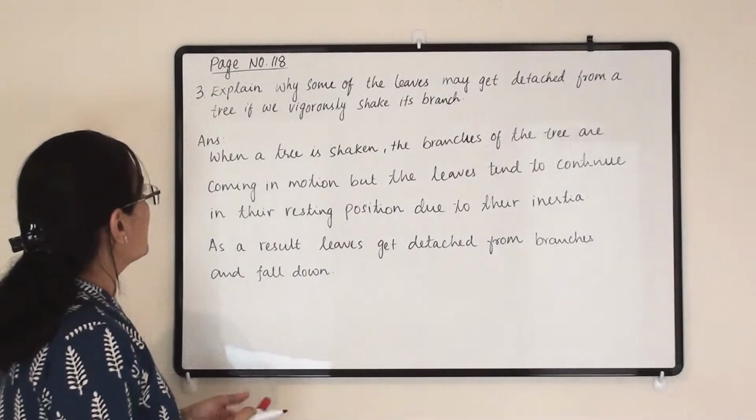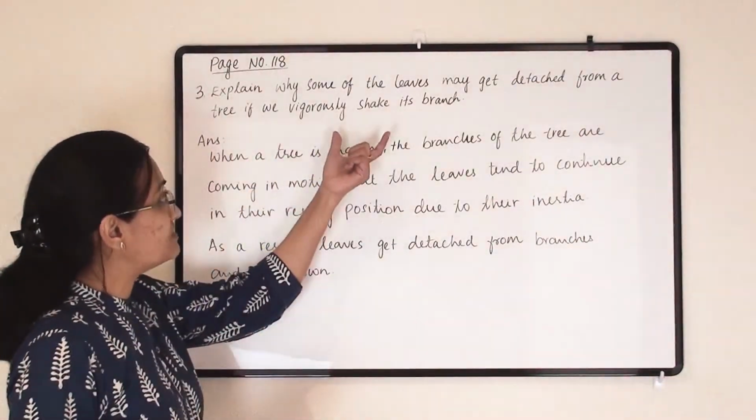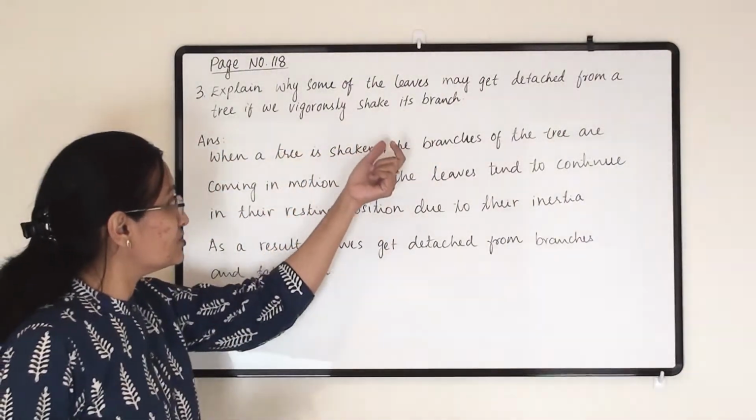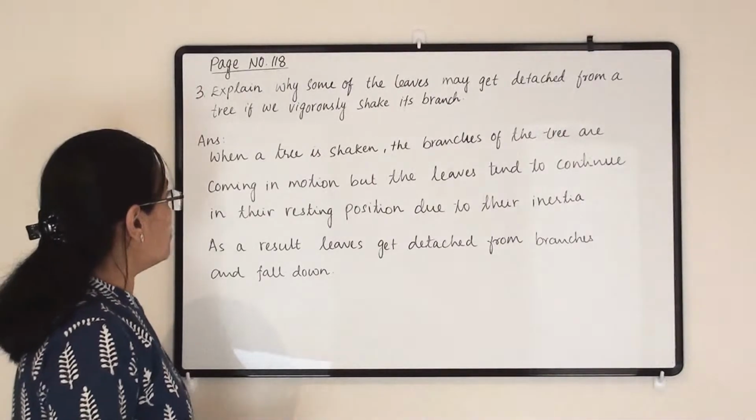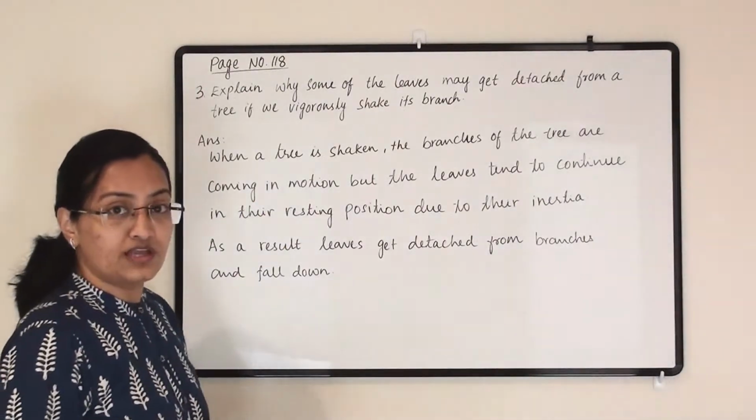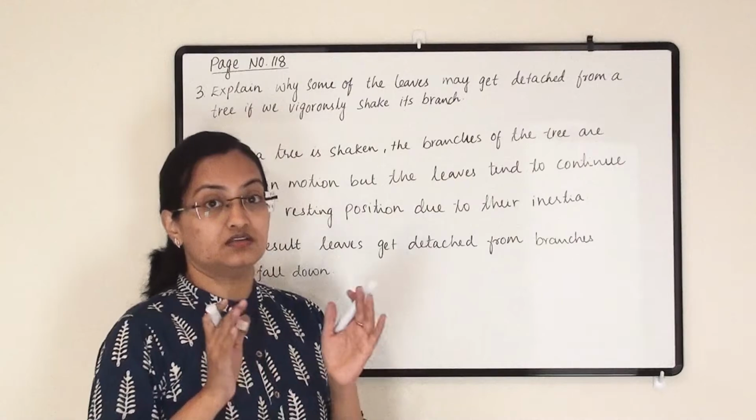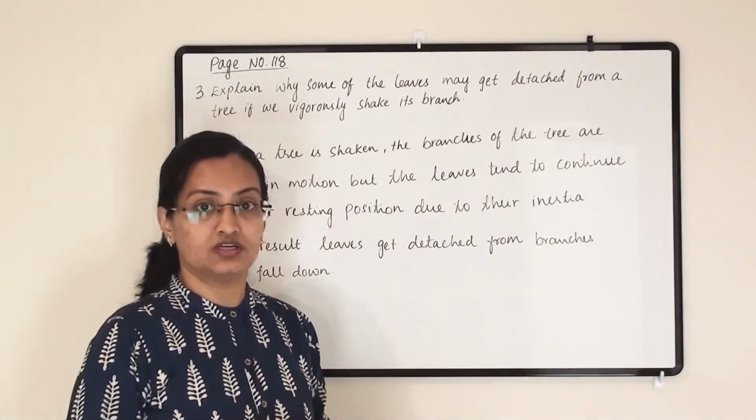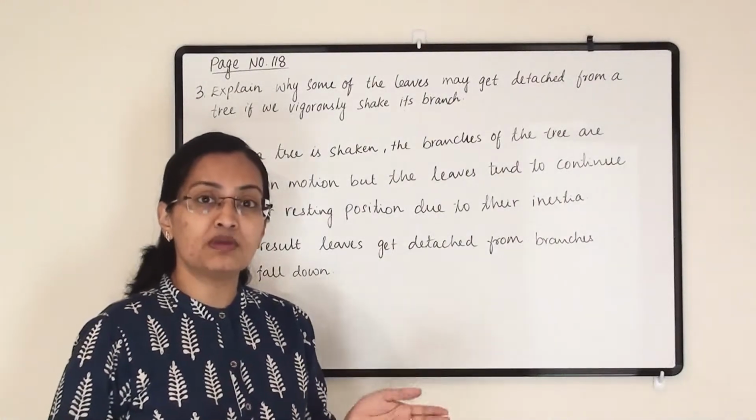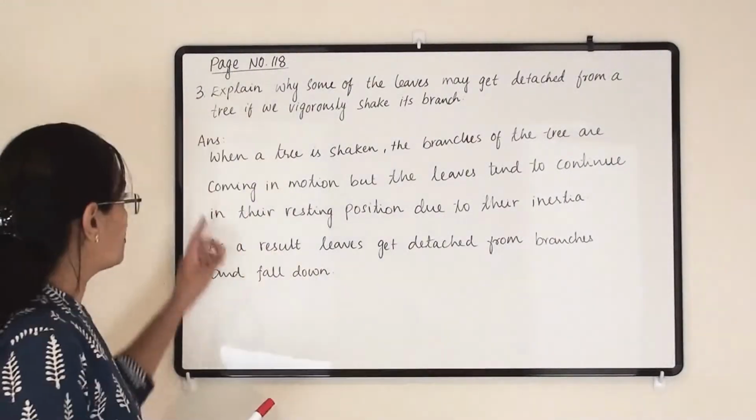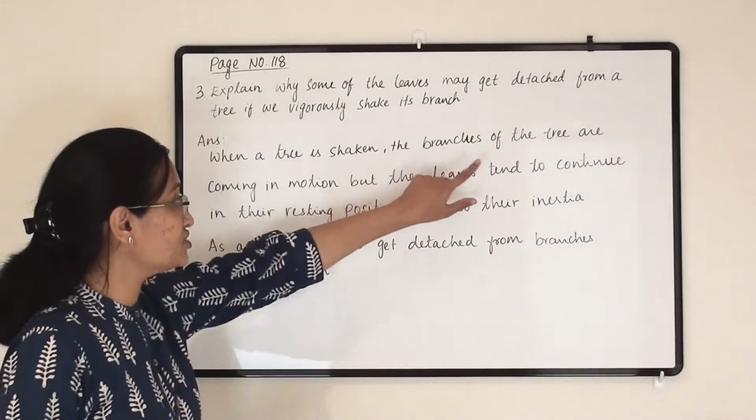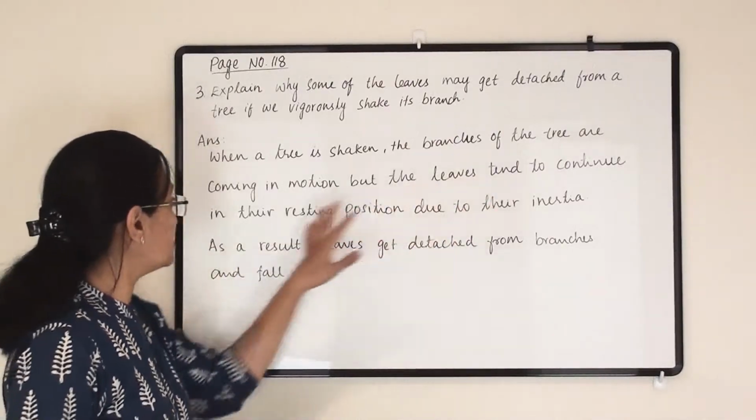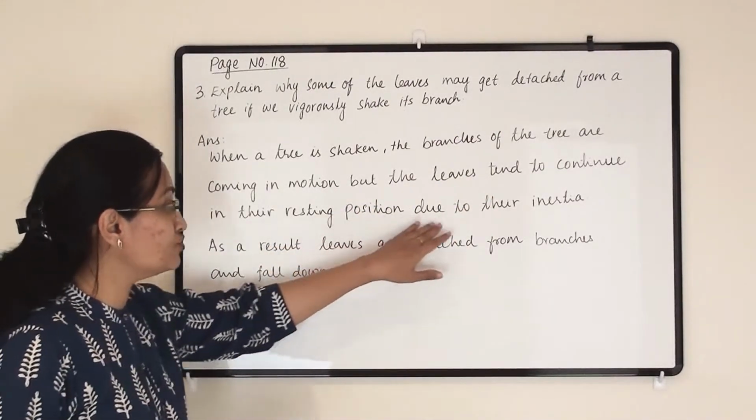Question number 3. Explain why some of the leaves may get detached from a tree if we vigorously shake its branch. So when a tree is shaken, what will happen? We are shaking the tree, but the leaves which are attached to the branch are at the resting position. So leaves tend to remain in their resting position. When a tree is shaken, the branches of the tree come in motion, but the leaves tend to continue in their resting position due to their inertia.